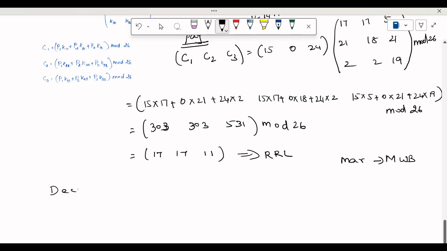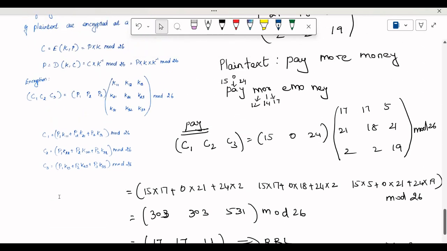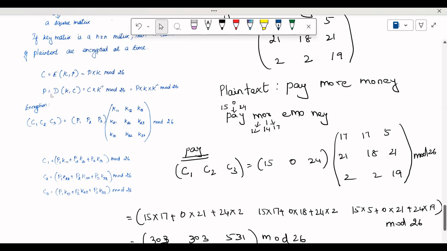With regard to the decryption part, I will be going for the key matrix inverse. Here, how to find the key matrix inverse? K inverse is equal to 1 by determinant of K multiplied by adjoint K. So once you find the K inverse, you can easily proceed with this task. In order to retrieve the plain text, it is going to be ciphertext multiplied by K inverse mod 26.